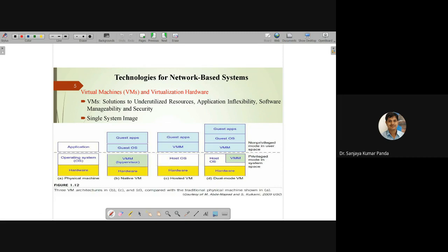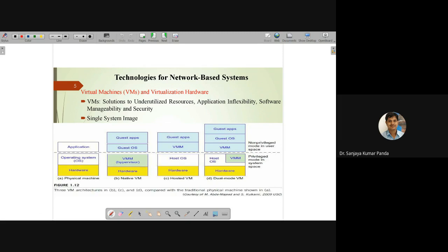So here you can see there are three types of VM architecture. One is called a native virtual machine, another is called a hosted virtual machine, and another is called a dual mode virtual machine. Like we have discussed dual core chip multiprocessors, similarly here we have dual mode virtual machines. In the physical machine, we have hardware. On top of the hardware, we have the operating system, which interacts with the user and computer hardware. And on top of the operating system, you are deploying applications.